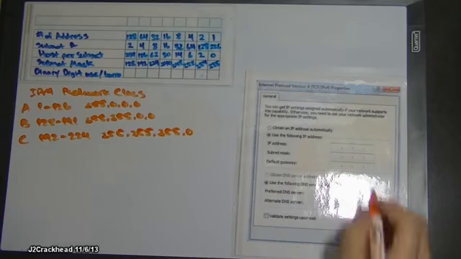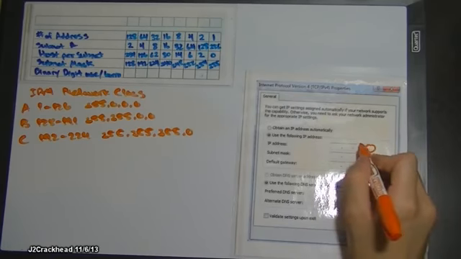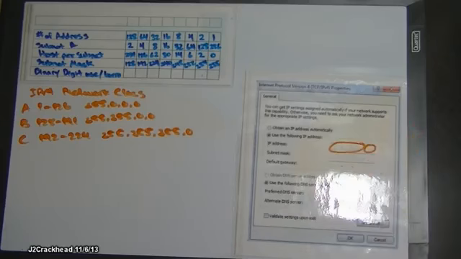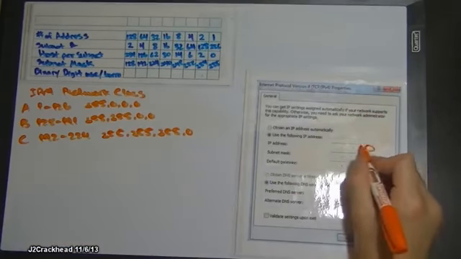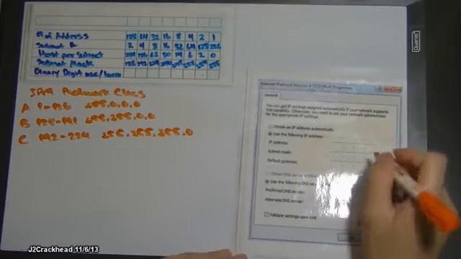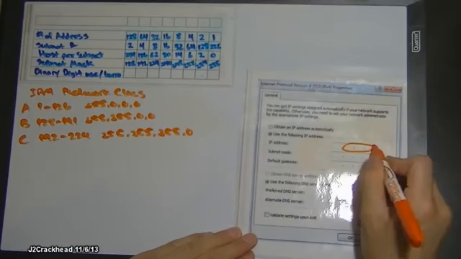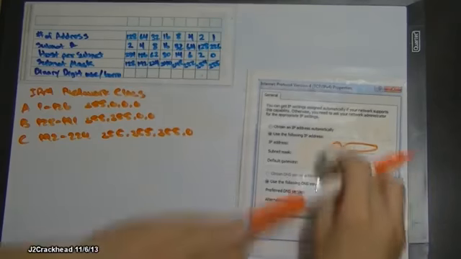255.255.255.0 for class C. If you're using class C, this octet will be for the host, and these 3 octets will be for the network. If you're using class B, these 2 octets will be for the host, and these 2 octets will be for the network. And if you're using class A, these 3 octets will be for the host, and this octet will be for the network.